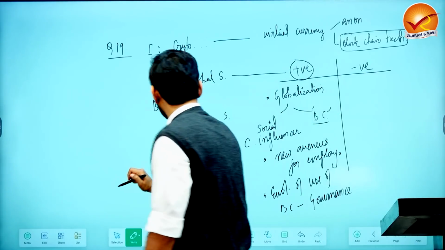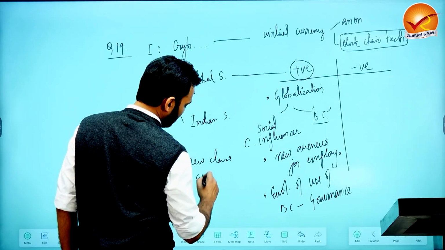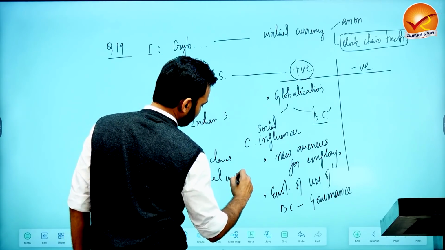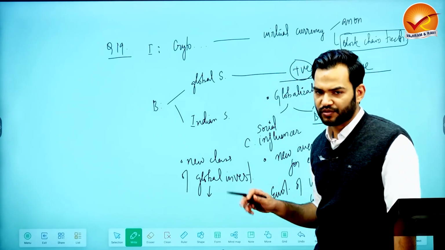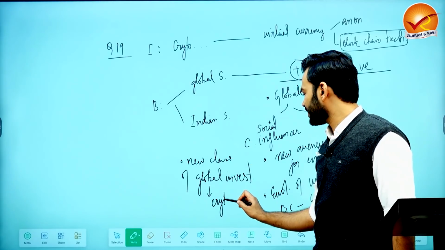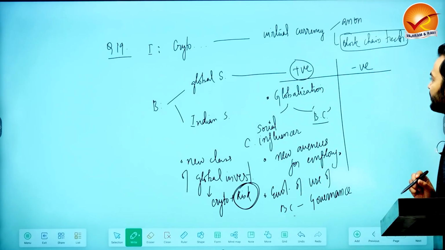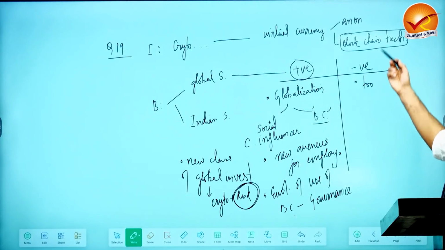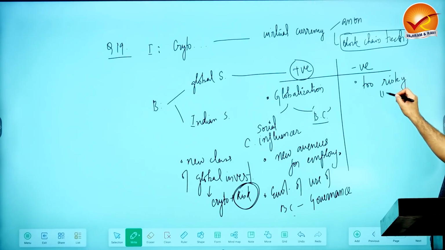Then there is a new class of global investors emerging, who are ready to invest in cryptocurrencies and take risk. This is a new class which can take risk. What are the negative impacts of cryptocurrency on global society? Cryptocurrencies are not backed by any government, so they are too risky investments, and too risky investments lead to suicides.